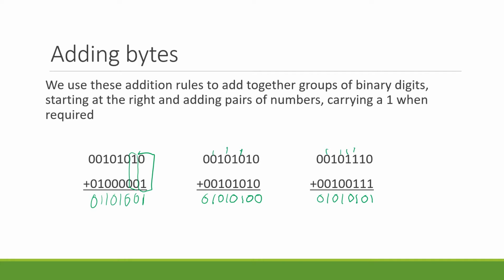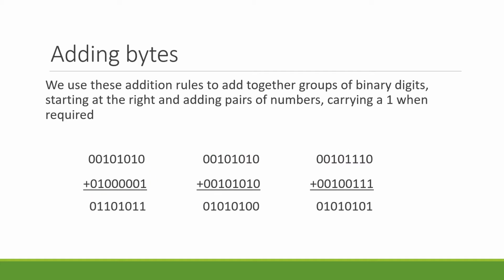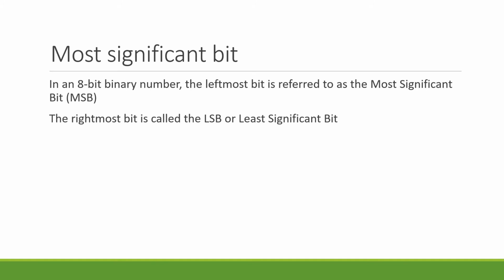And I was careful to make sure I only ever finish up with 8 bits. I've not added big numbers where I would struggle to represent those using 8 bits, which we'll see in a moment. In an 8-bit binary number, the leftmost bit is referred to as the most significant bit. That's like the biggest column. The rightmost bit, the units, is the least significant bit, and we'll use that term later.